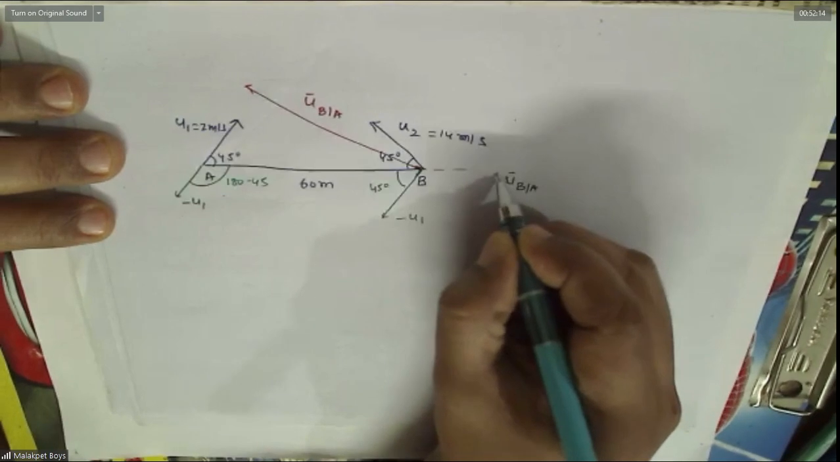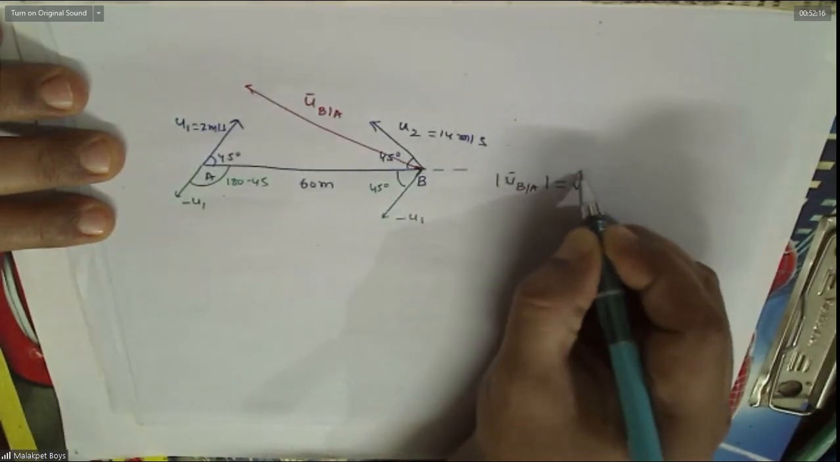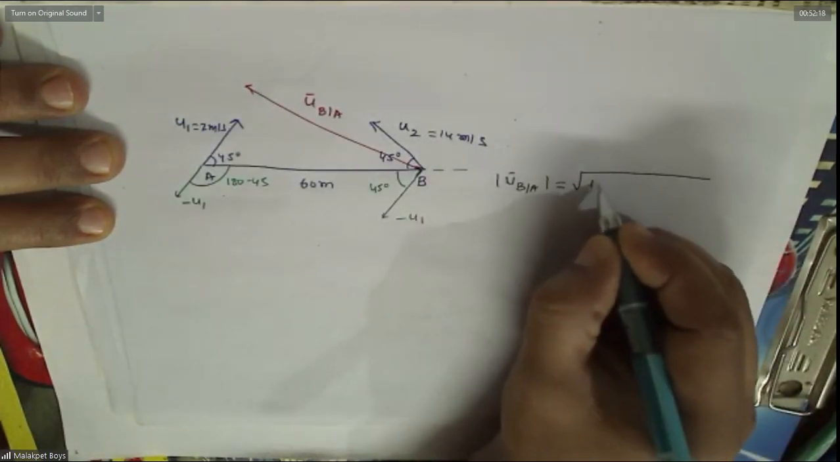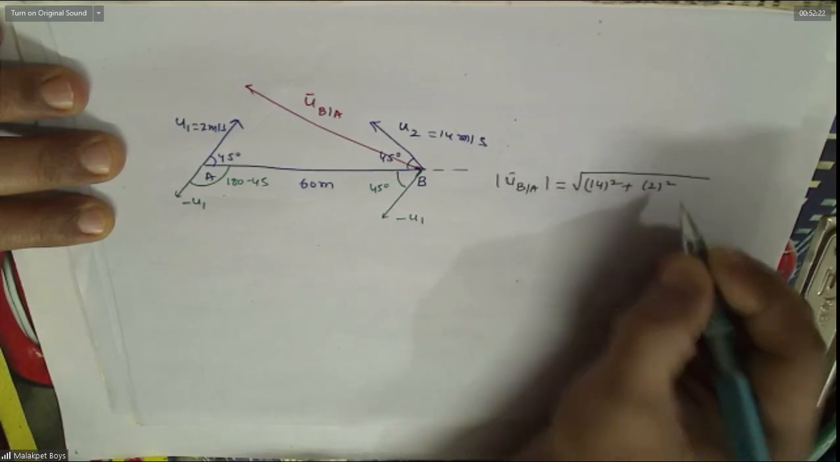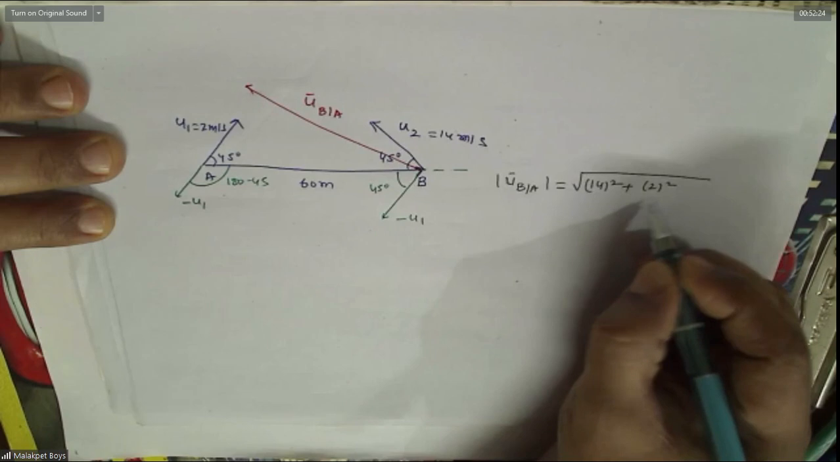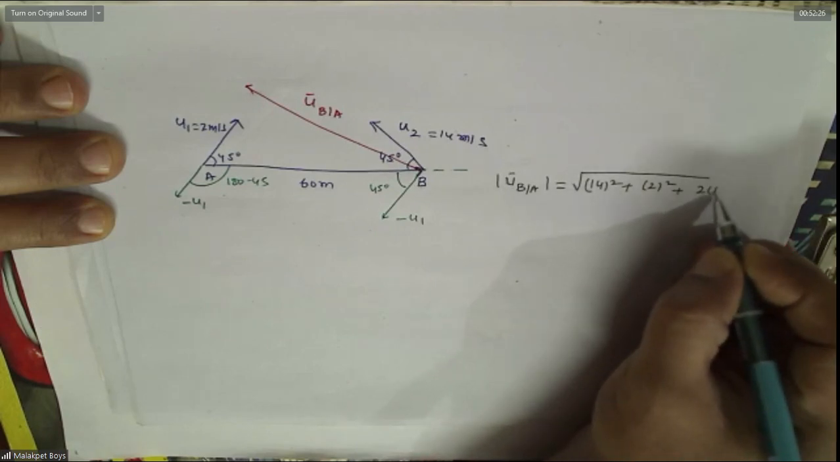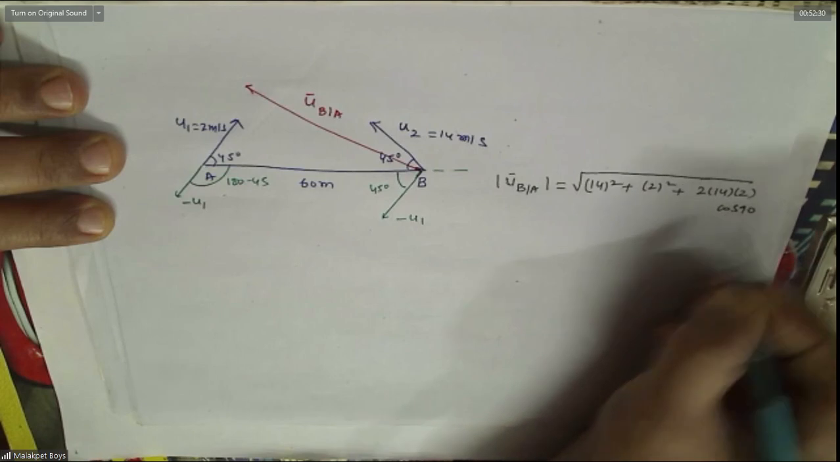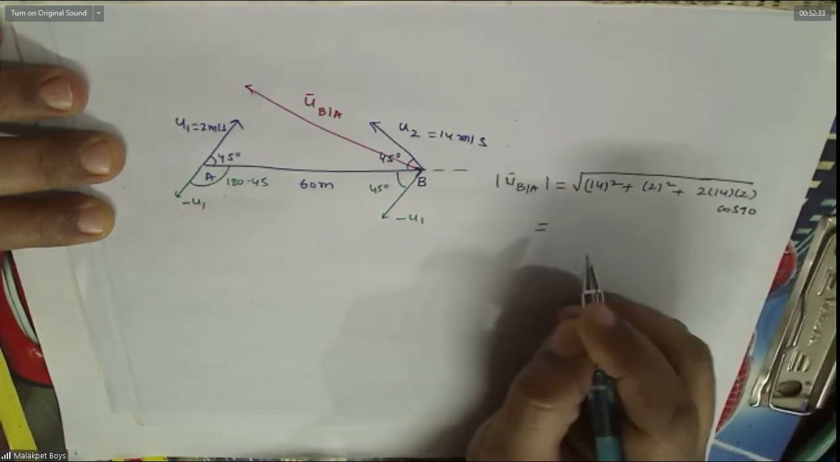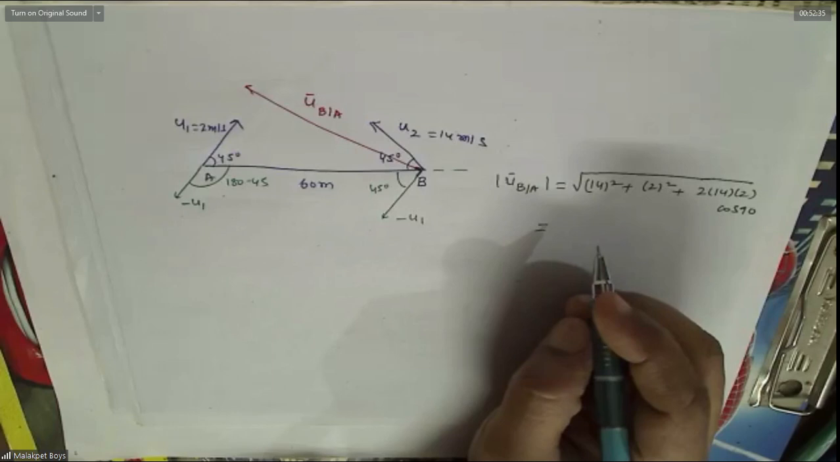Using parallelogram law, you can get the magnitude of this as the magnitude of this plus the magnitude of this, plus 2 into 14 into 2 into cos 90. Remember this? So you will get some value.